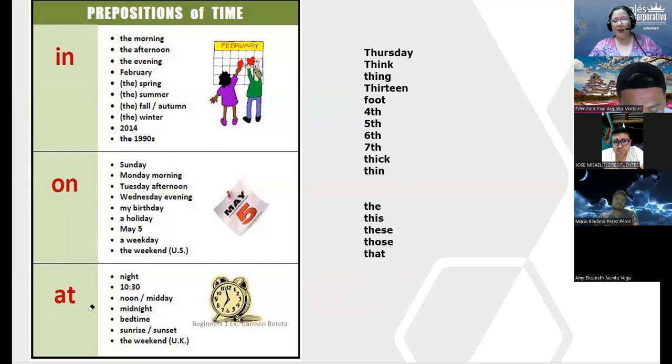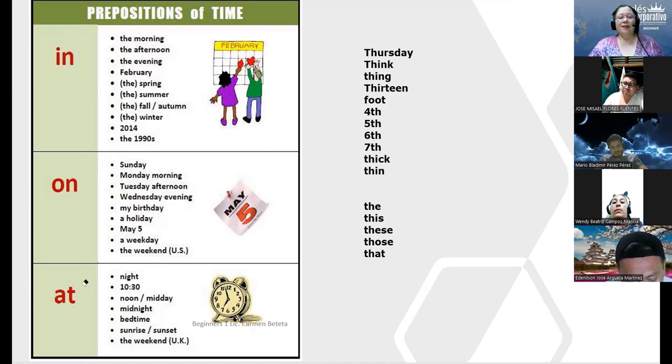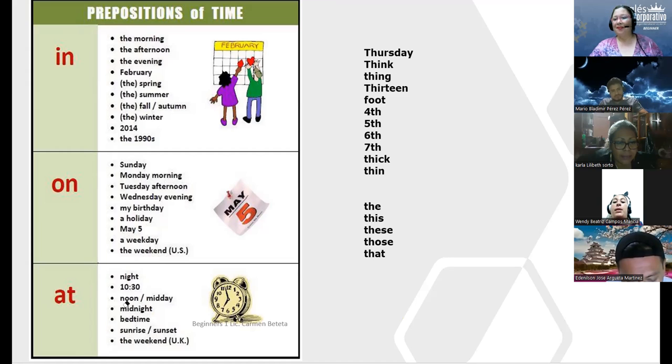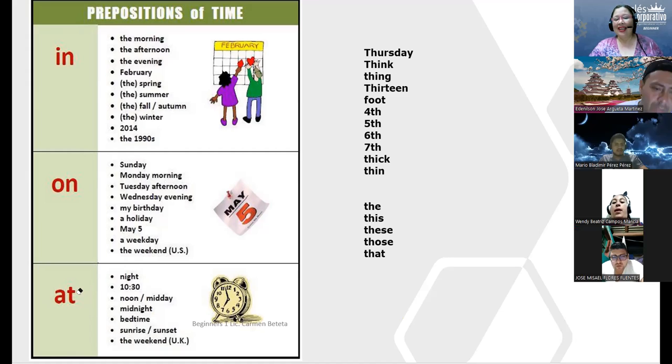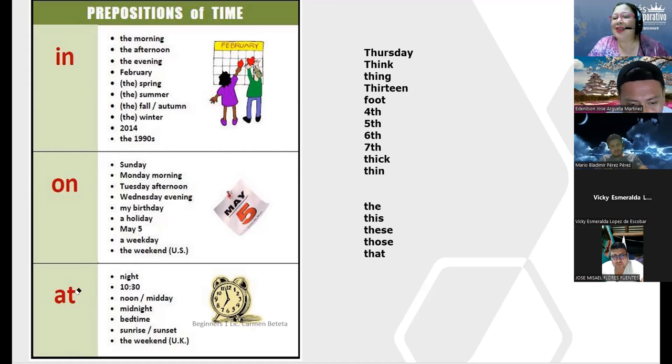Bien, seguimos con at, ¿verdad? At night, at 10:30, at noon. No. At midday. Midday es otra forma de decir noon. Mediodía. Exacto. At midnight. At bedtime. At sunrise. At sunset. At the weekend. But this is at the weekend, okay?